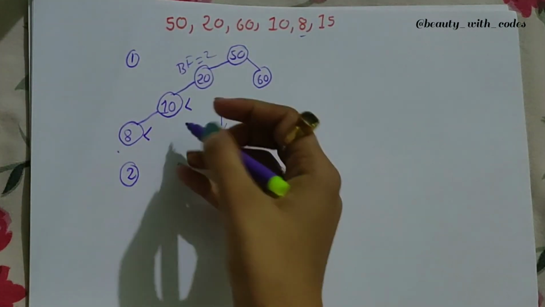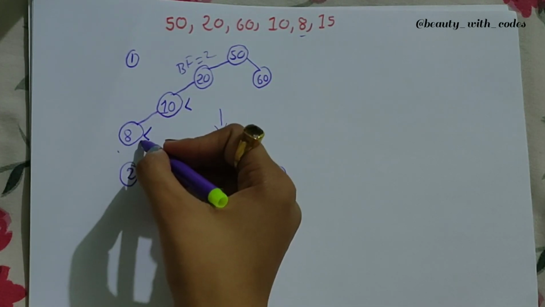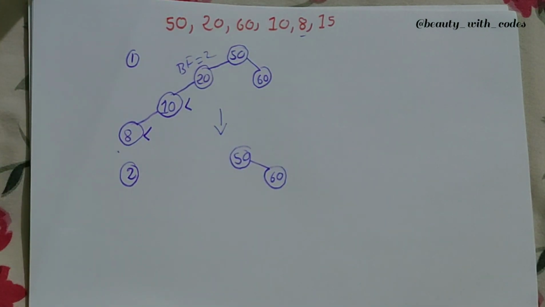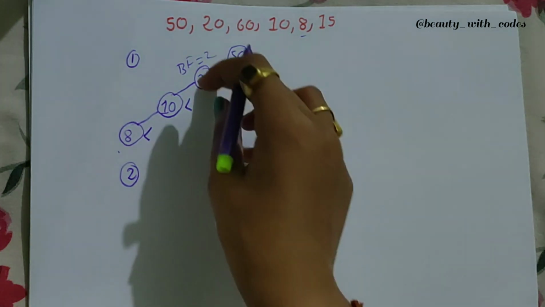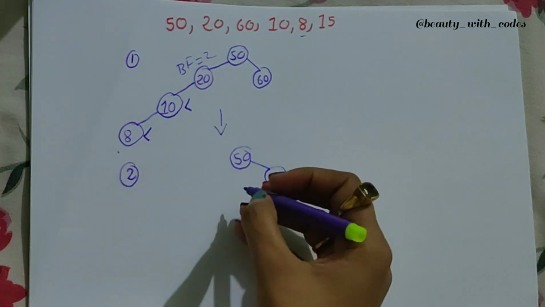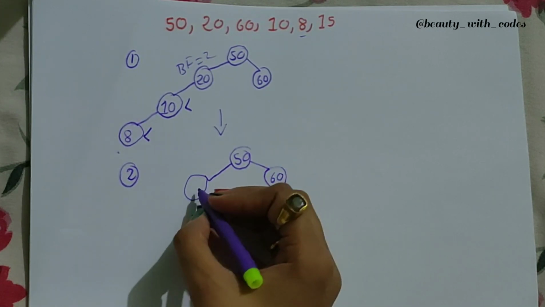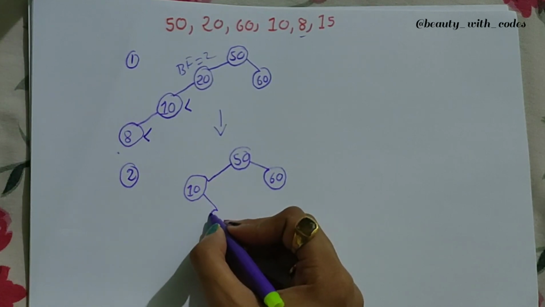But since it's LL, because its child is left, so left child, and then grandchild is also left, so both LL. In this case we need to move in clockwise direction. So 20, when we pull in clockwise direction, it is going to become child of 10, isn't it? So when 20 becomes child of 10, then what will happen to 10? So 10 is now child of 50 and 20 is right child.